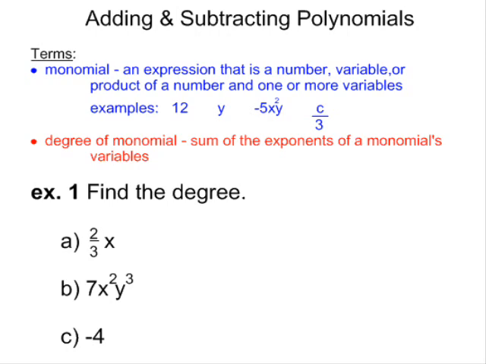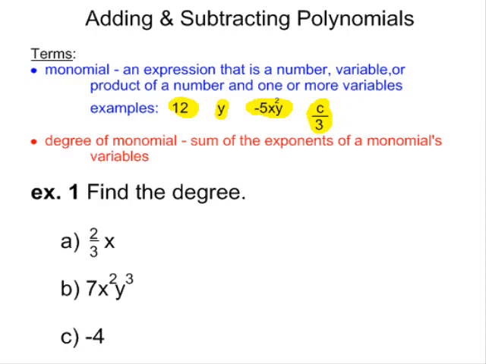The first one is the monomial, and a monomial is an expression that's a number, a variable, or a product of a number and one or more variables. So some of our examples are the number 12. 12 is a monomial. The variable y is considered a monomial. The product negative 5x squared y is what we call a monomial. And c divided by 3 can also be considered a monomial. So this is just some of the things that we're looking at today.